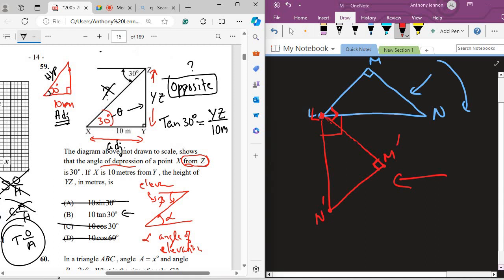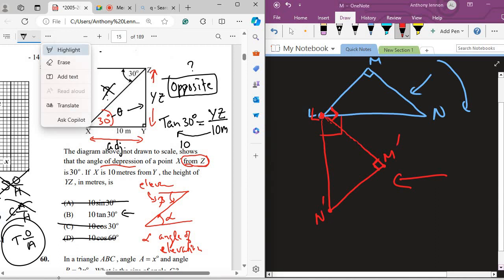Now, if I want to find YZ, what do I do with those two values? We multiply them. If I want to find YZ, I need to remove the 10 meters from the division. And when 10 meters goes over to the other side from division, it goes over as what? Multiplication. So that 10 meters is going to become 10. They didn't put the M on it, right?